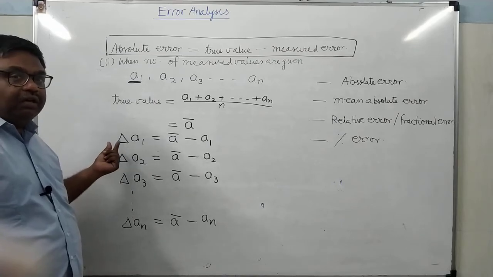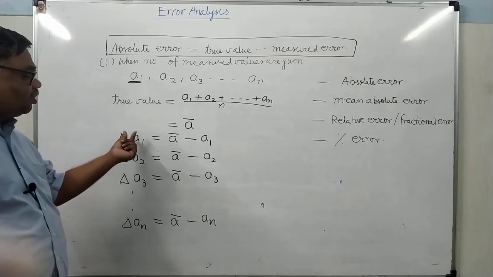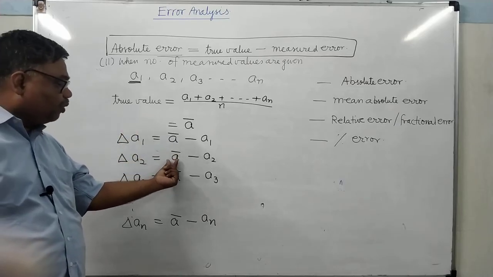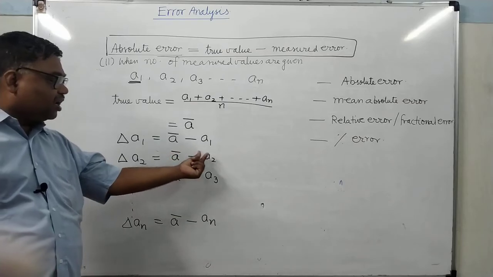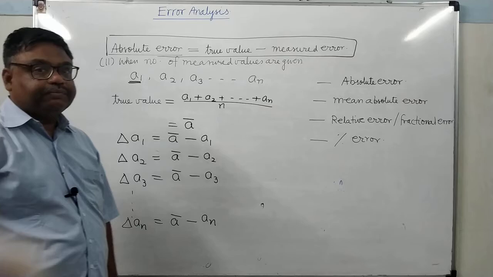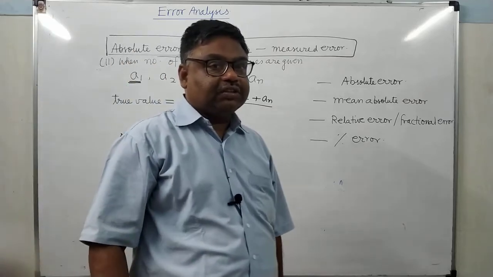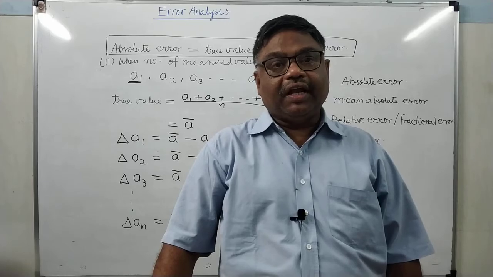absolute error will be positive. But when the true value is smaller and the measured value is bigger, then the absolute error will come out negative. So absolute error may have the sign positive or negative. It may be a positive value or it may be a negative value.